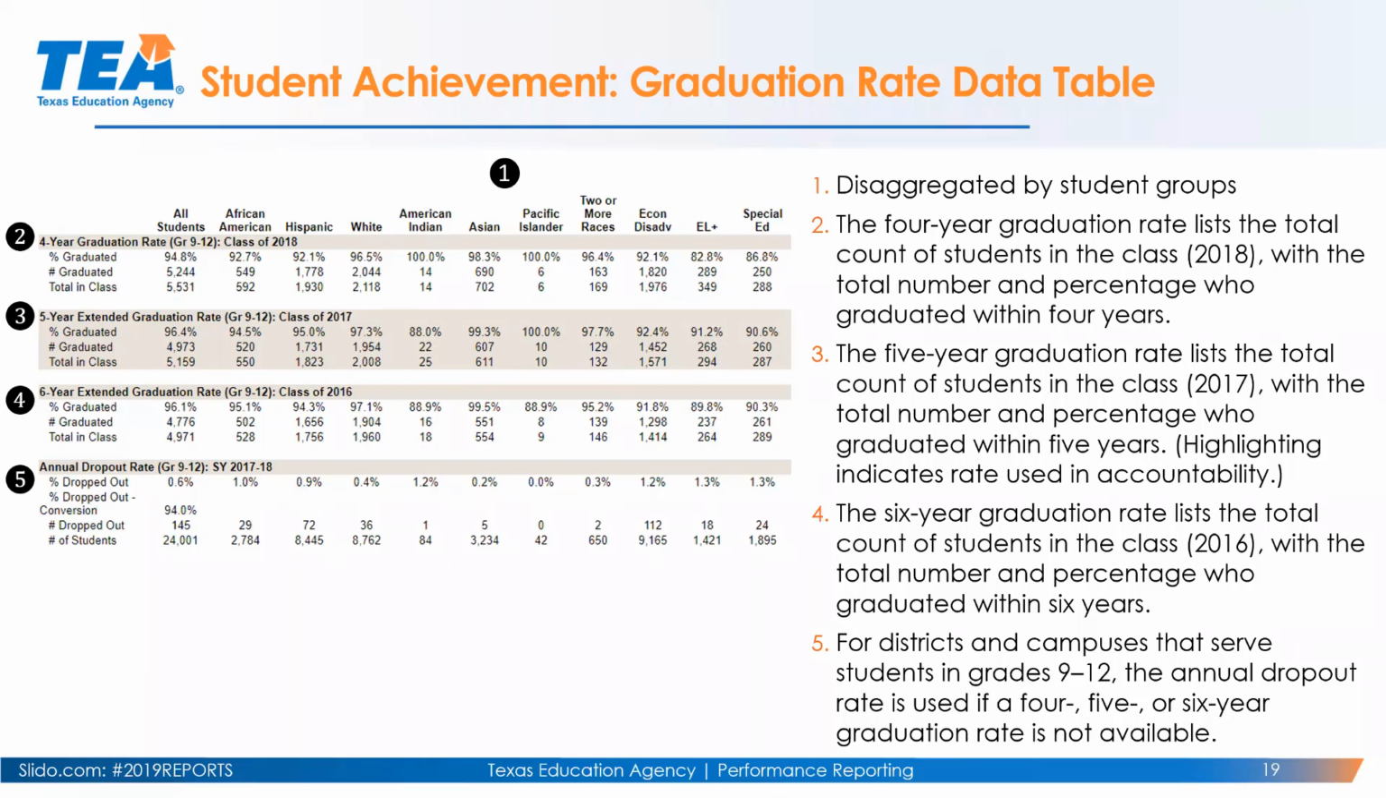This is for districts that serve students in grades 9 through 12, but if the graduation rate is not available, like for campuses that serve students in grades 9, 10, and 11, for example, for those campuses that do not have a graduation rate, a dropout rate is instead used. Now this district had graduation data, so we went with the 5-year in this case, but data on the data table is presented for information only.